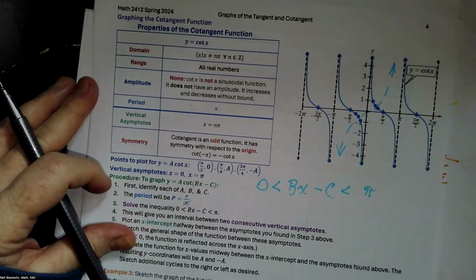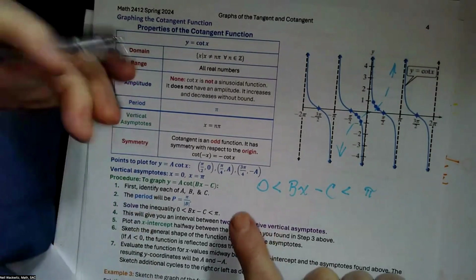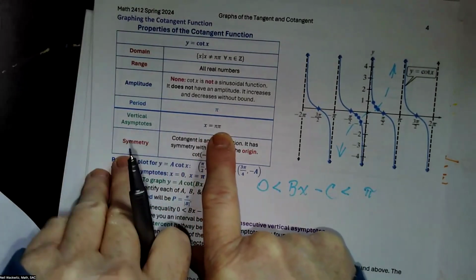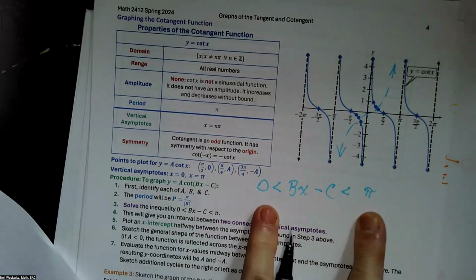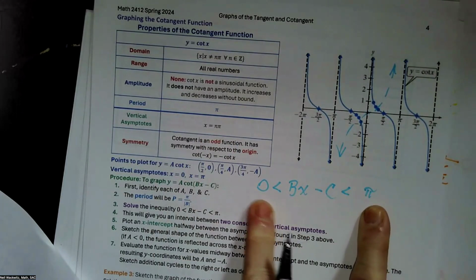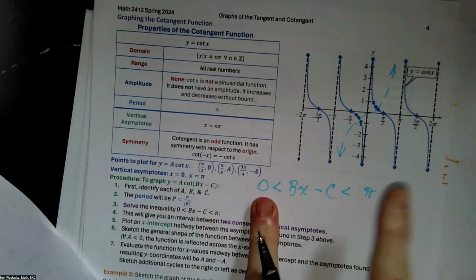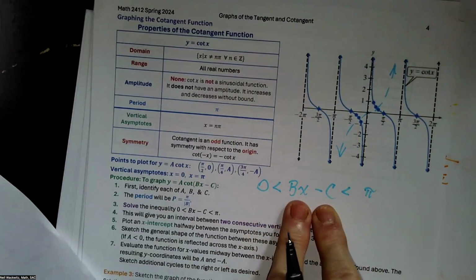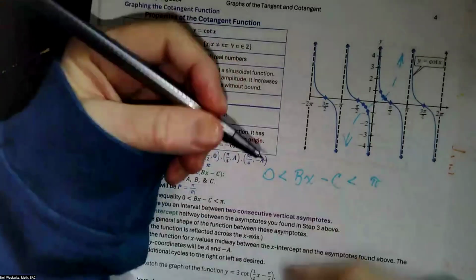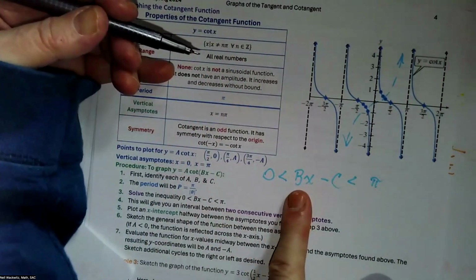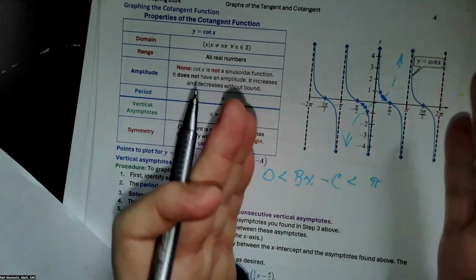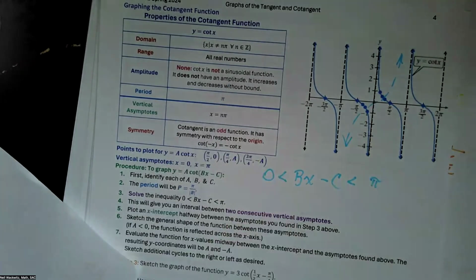So for cotangent, we know that it has a period of pi. It has vertical asymptotes at every multiple of pi. And to set it up in a way similar to the way we set up the tangent, we would put 0 on one extreme, pi on the other, and bx minus c in the middle. And then we'll just solve for x, and that'll give us 2 adjacent, or right in a row, vertical asymptotes. And then we'll go from there.